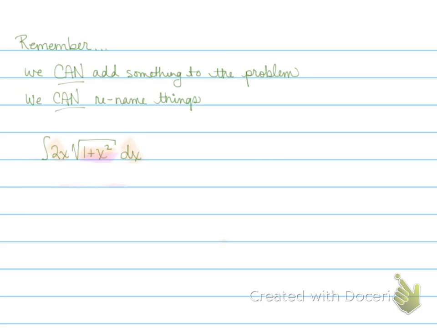Remember that we can add something to the problem. We can rename things. The first time you renamed something was probably in pre-algebra or even before that, when you used a let statement to define a variable. Same thing we're doing here. In this function, let u equal 1 plus x squared. You'll get better at recognizing this, but the little function being acted on by another function is the one that you want to pick to be your u.